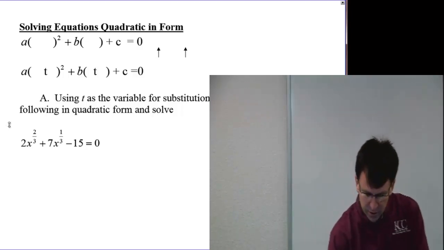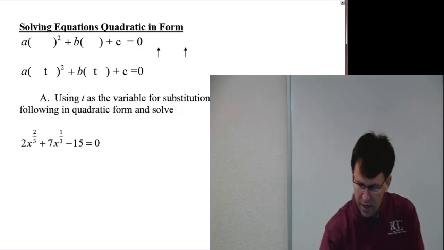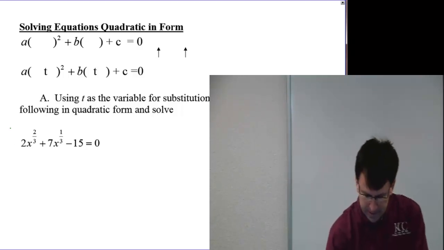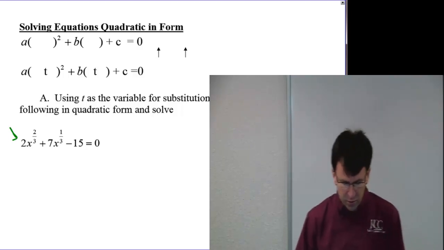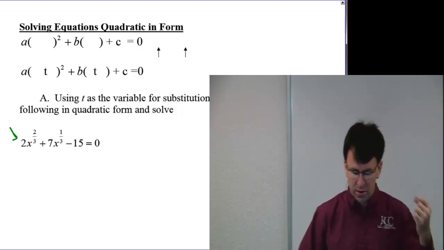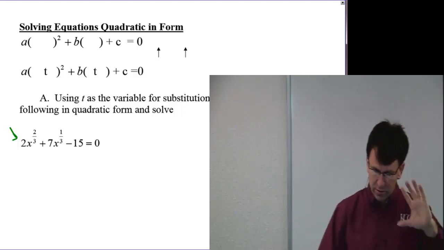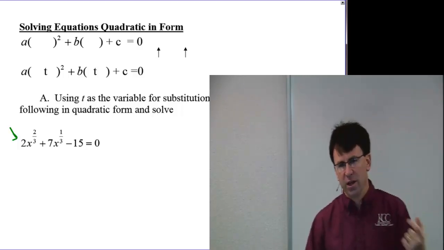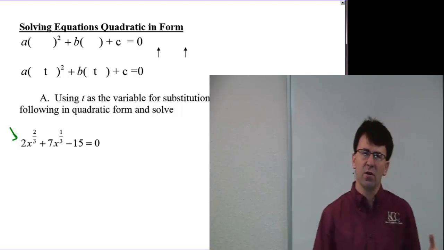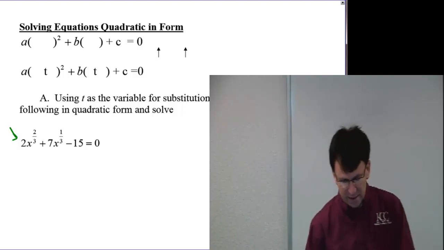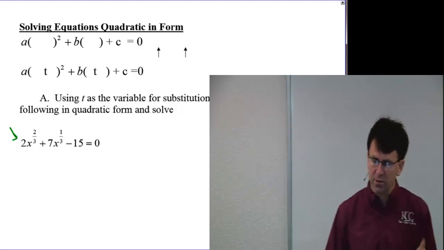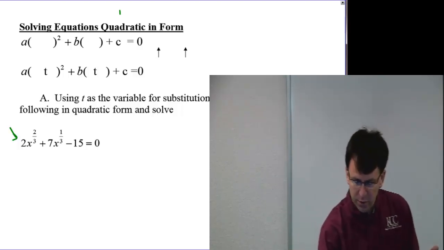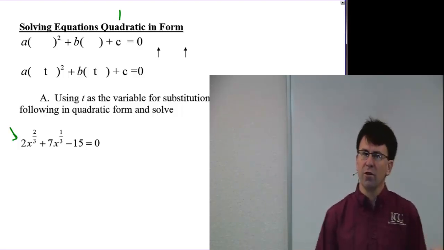Something for us to potentially look at would be this equation right here: 2x^(2/3) + 7x^(1/3) - 15 = 0. Now that looks like a rational exponents problem, but I'm going to have a hard time isolating that individual rational exponent to make it go away. But maybe with a little bit of a look, it could be seen as being quadratic in form.